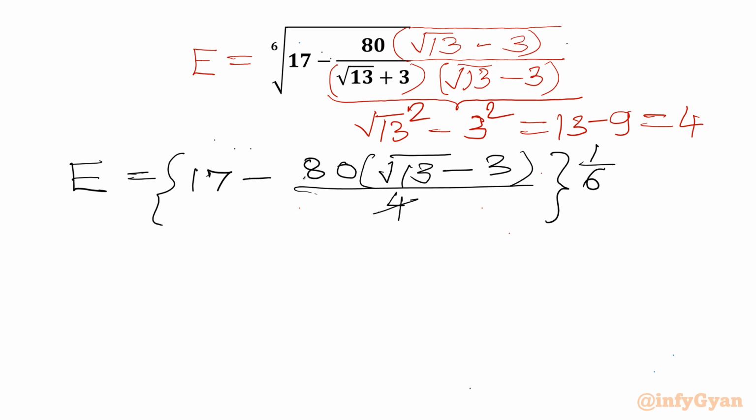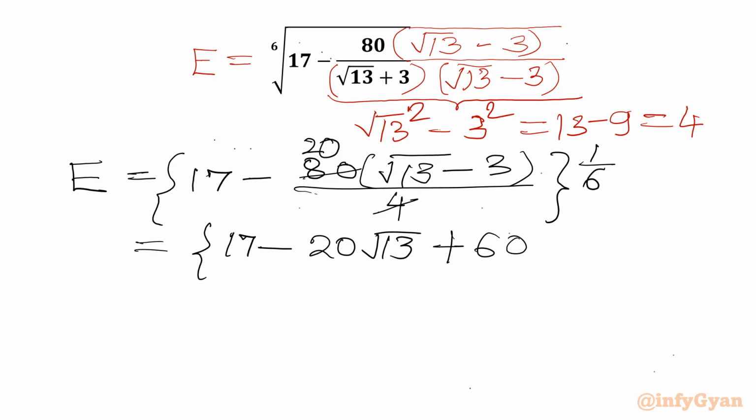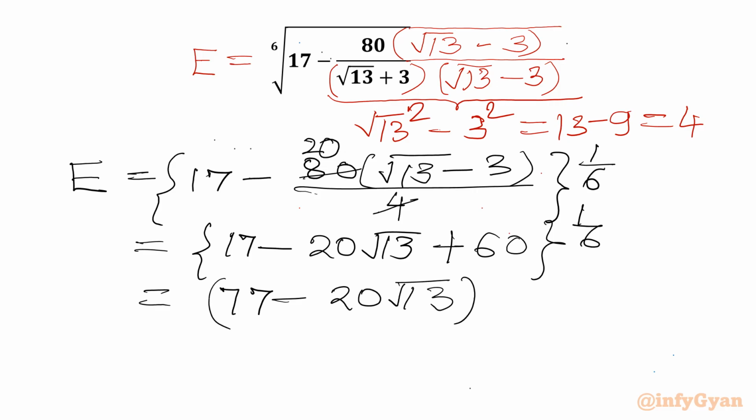Now we can cancel 80, so it will be 20. I can write 17 minus 20 square root 13 plus 60, and whole power will be 1 over 6. 17 plus 60, I will write 77 minus 20 square root 13, and whole power is 1 over 6.